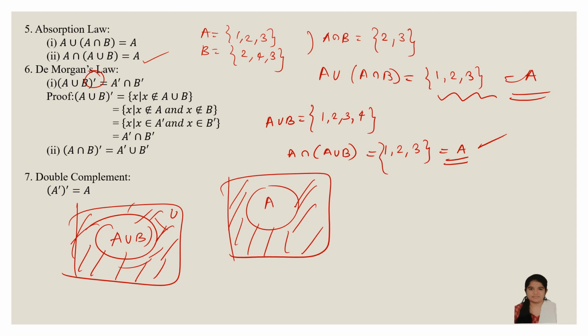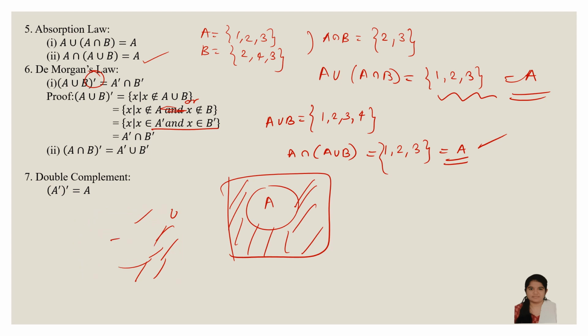Right? So, X does not belong to A means what? It belongs to A complement. And also X does not belong to B means what? It belongs to B complement. Right? So, therefore X belongs to A complement and X belongs to B complement. Sorry, this should be OR here. OR will turn out to AND because we consider the complement. And therefore, as per the intersection definition, this will be A complement intersection B complement.